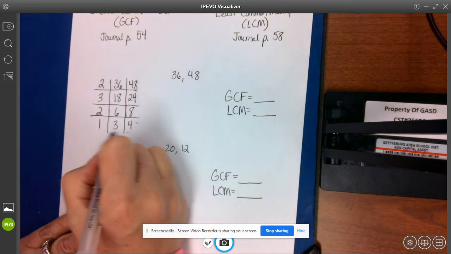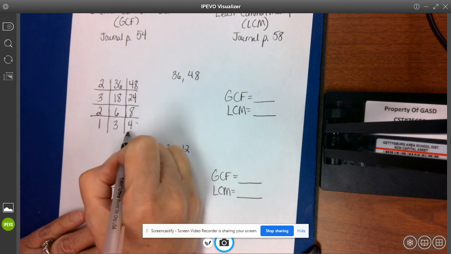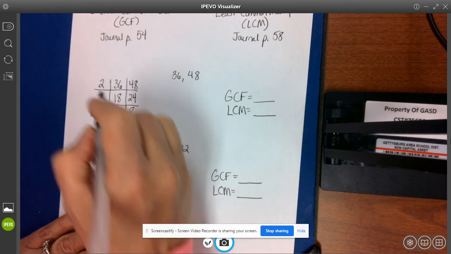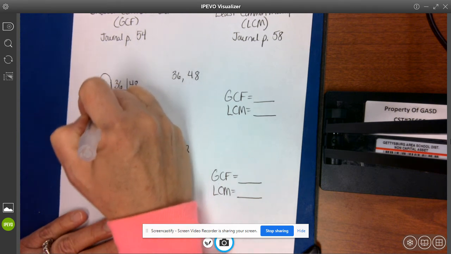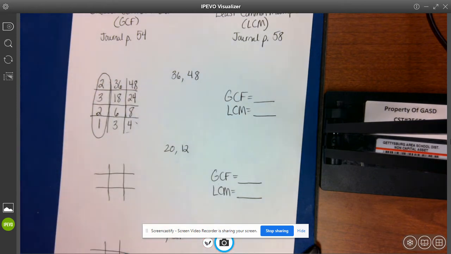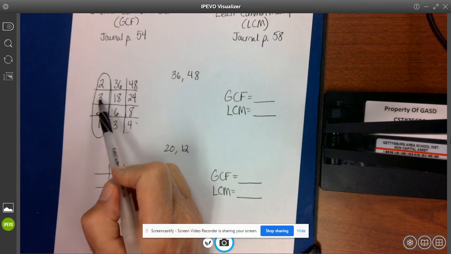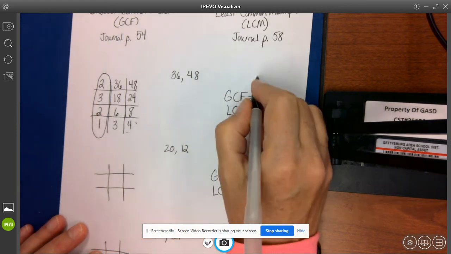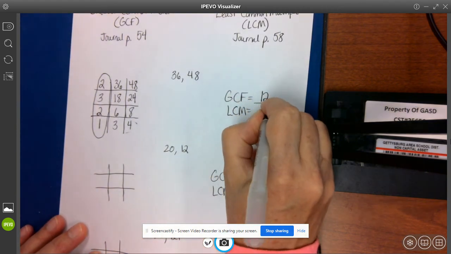So once I find my relatively prime numbers here at the bottom, can't divide anything else into it, this first column, if I multiply all these numbers together, they become my greatest common factor. So I have 2 times 3 is 6, times 2 is 12. My greatest common factor is 12.